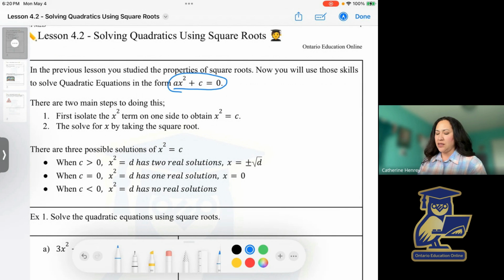So there's two main steps to doing this. First, we isolate the x squared term to obtain something like x squared equals c, where there's a constant on the right side. And then we solve for x by taking the square root. There's three scenarios that can happen here.